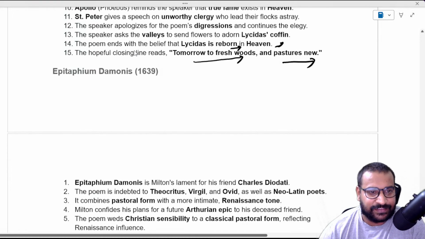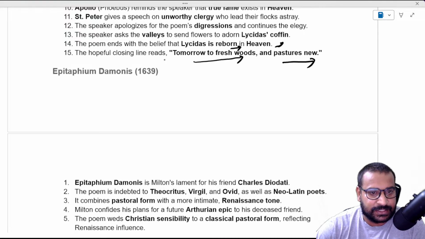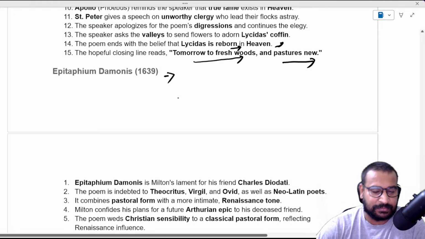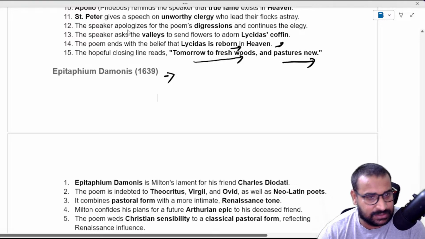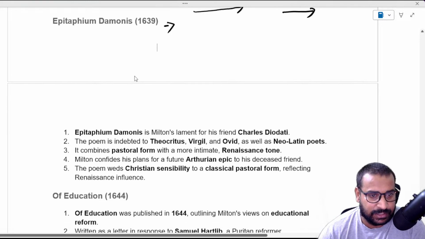And then we have Epitaphium Damonis. They used to ask a question, not right now. I didn't find any question from the past 6 to 7 years, even 8 years. I didn't find questions on this, but before.